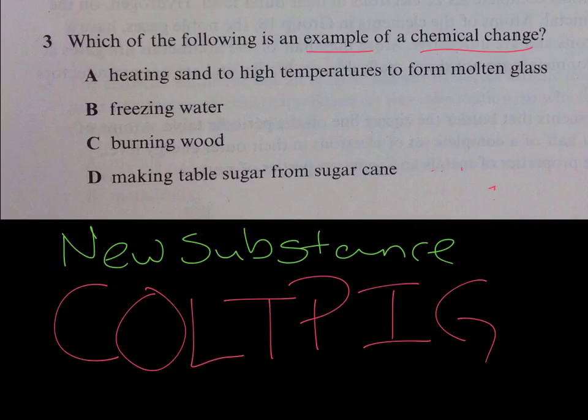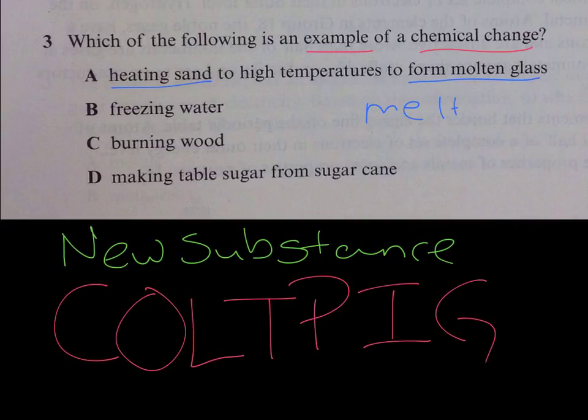Alright, so now we can begin by looking at each individual answer choice to see what we find out. Letter A says, heating sand to high temperatures to form molten glass. So if we're heating sand, what we're actually doing to it is we are melting it. So if we melt sand, are we changing what it's made of, or is that just a change in the state of matter? Great job. That's a change in the state of matter.